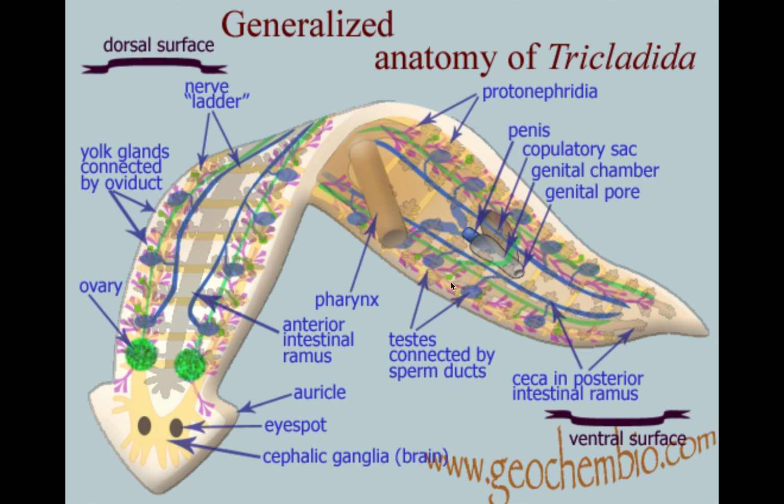So they have both male and female parts in them. Down below, you can see the auricle. You can see their eye spots and their cephalic ganglia, or their cerebral ganglia is what we sometimes call it. That's their brain. And then they have that nerve cord, the lateral nerve cord that goes all the way down their body. And then these little guys right here, those are part of their excretory system called the flame cells. And you can see those going down your body. So this is a nice little representation of everything that we just talked about.